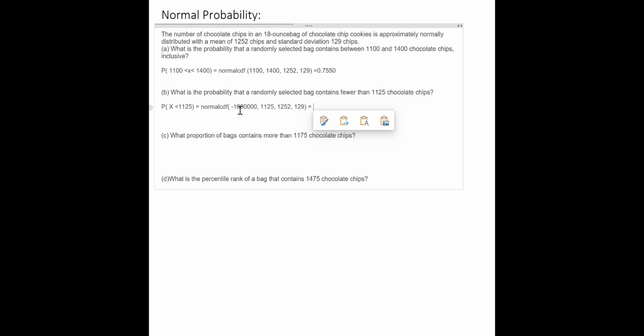So you need the lower bound. Less than 1125 can go way below 1125. So usually when you have the less than, make your lower bound negative a million or a trillion. Just put 1 with so many zeros. Your calculator puts -1 with E99, which means -1 with 99 zeros. The upper bound is the largest number in the interval. You cannot exceed 1125, so that will be the upper bound. Then the mean and the standard deviation, and I got 0.1624. Try it out on your calculator.